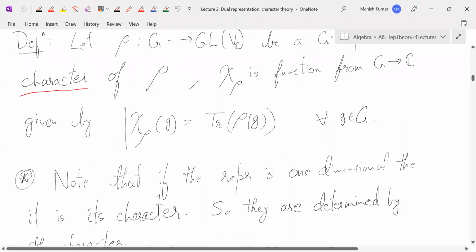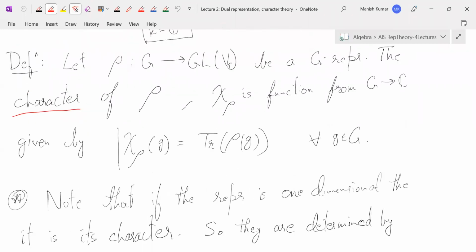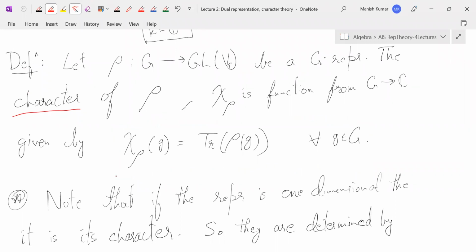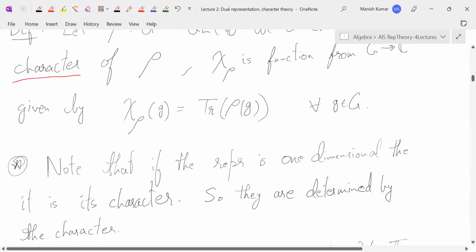So this is the formula for the character. It's just the trace. If you are given a one-dimensional representation, then the image is a 1x1 matrix, meaning the map is just multiplication by some scalar, so the character is the same as the representation. That's the first observation: if the representation is one-dimensional, then there is no difference between the representation and its character.